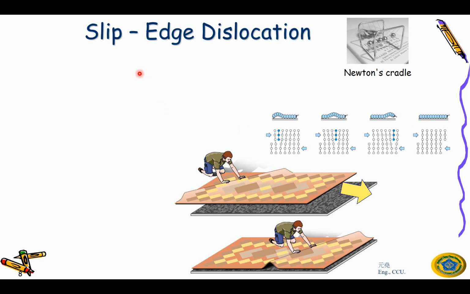So this is the theory of the edge dislocation. If you want to move all this one step, you move one by one first. You don't do it all in one go. So this is what we call edge dislocation.